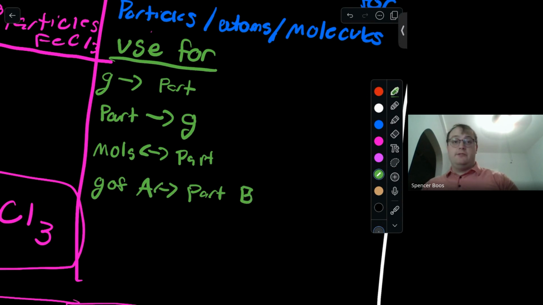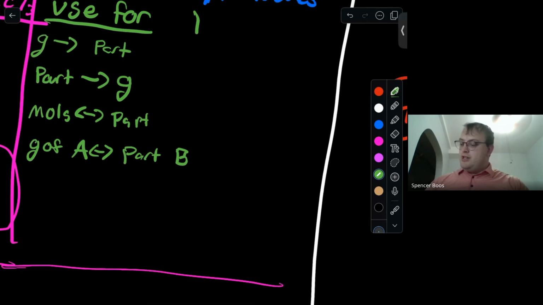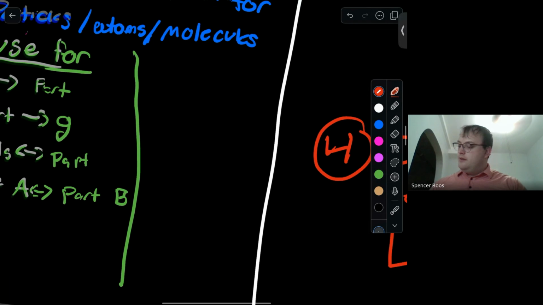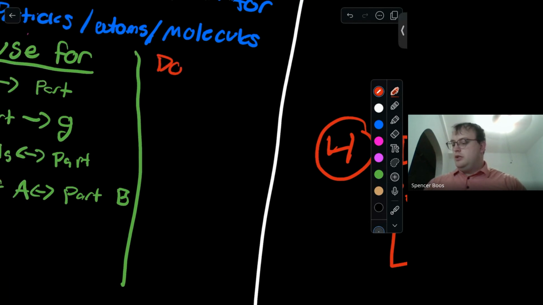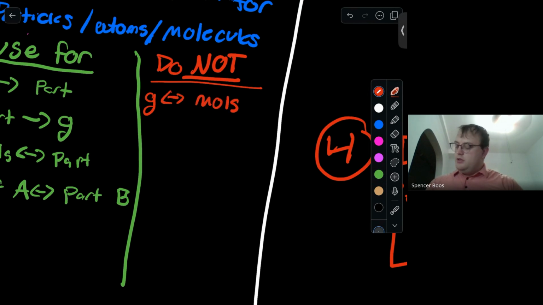And again, vice versa. You do not use it for, keep it in red, grams to moles, grams to gram conversions, or mole to mole conversions.